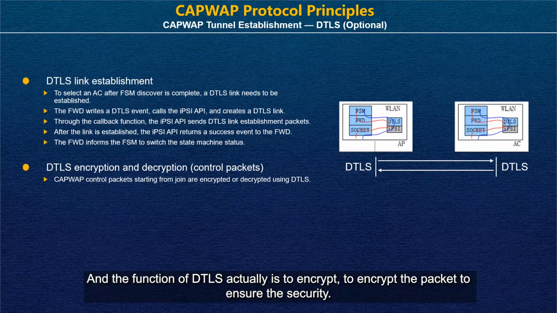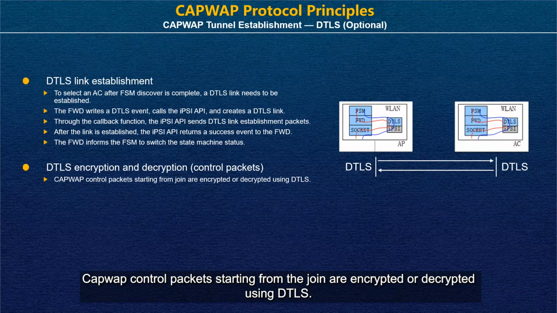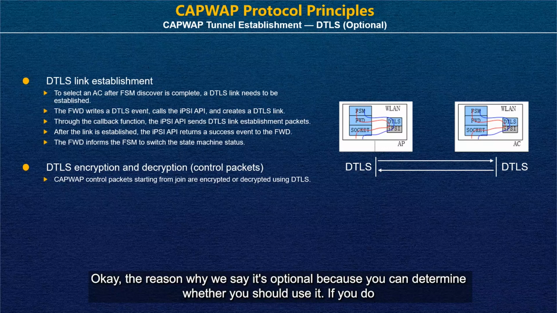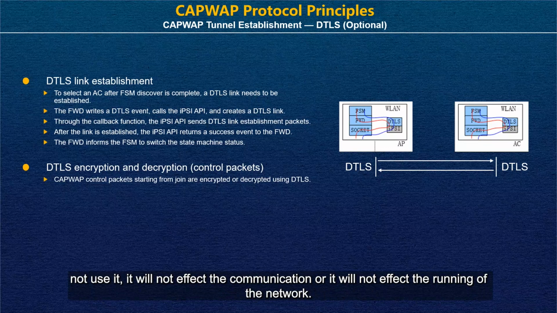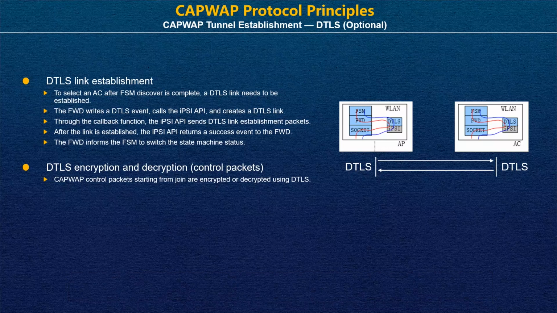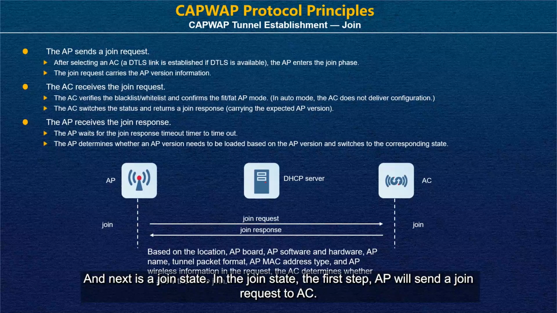And the function of DTLS actually is to encrypt the packet to ensure security. CAPWAP control packets starting from the join are encrypted or decrypted using DTLS. Okay, the reason why we say it's optional is because you can determine if you should use it. If you do not use it, it will not affect the communication or the running of the network.